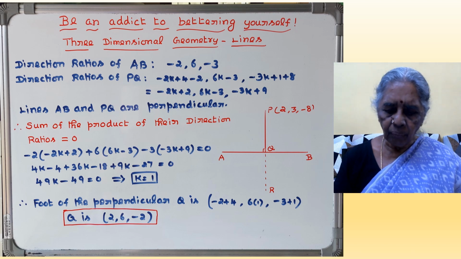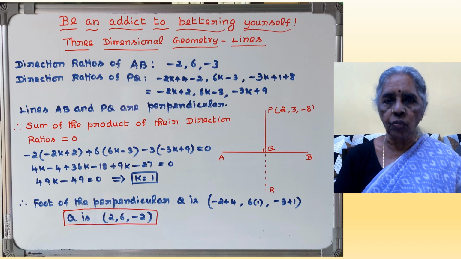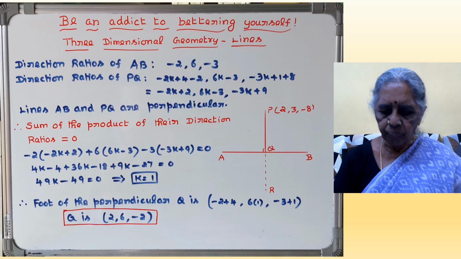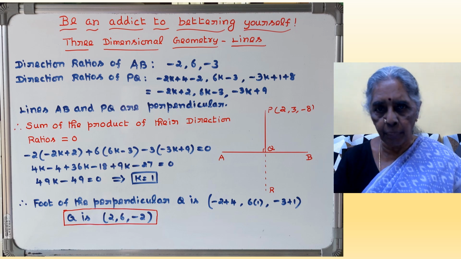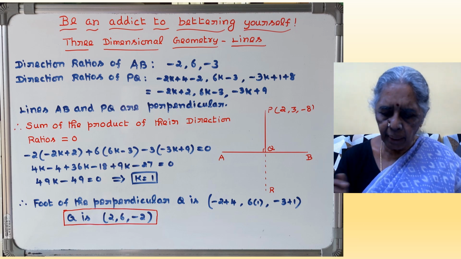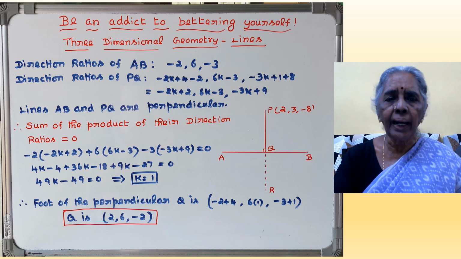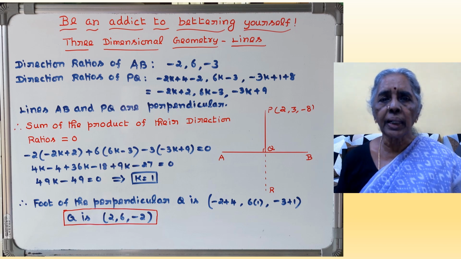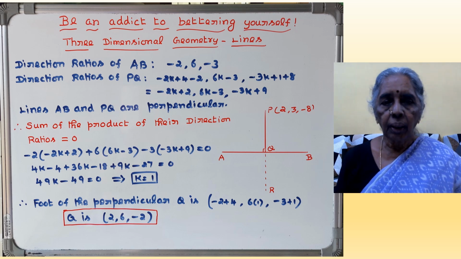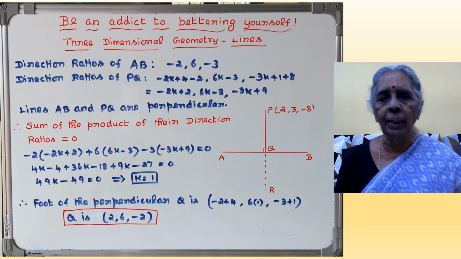So you will be getting minus 2k plus 4 minus 2, 6k minus 3, minus 3k plus 1, minus of minus 8, so that will become plus 8. So you will get minus 2k plus 2, 6k minus 3, minus 3k plus 9. So you know the direction ratios of the line AB as well as the line PQ. Now you know AB and PQ are perpendicular.